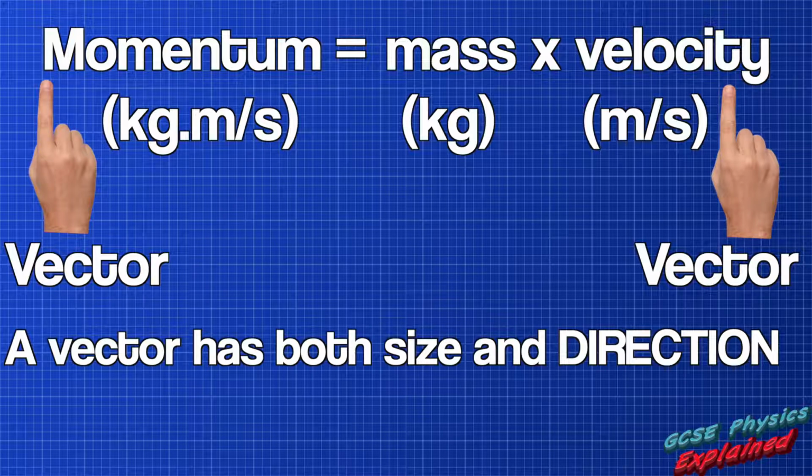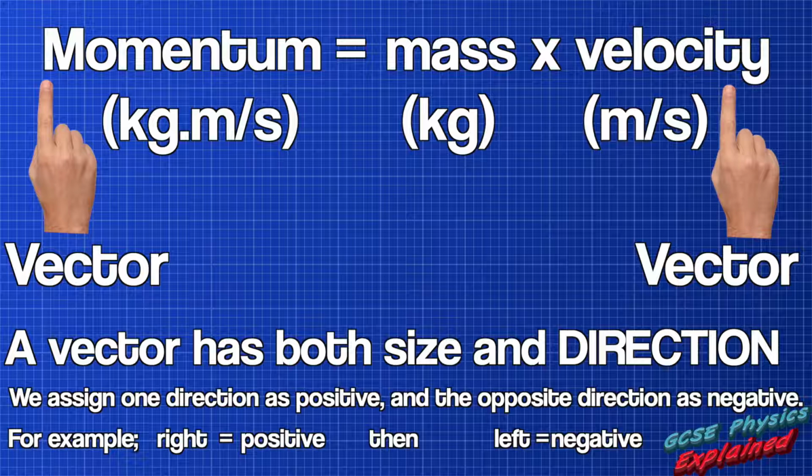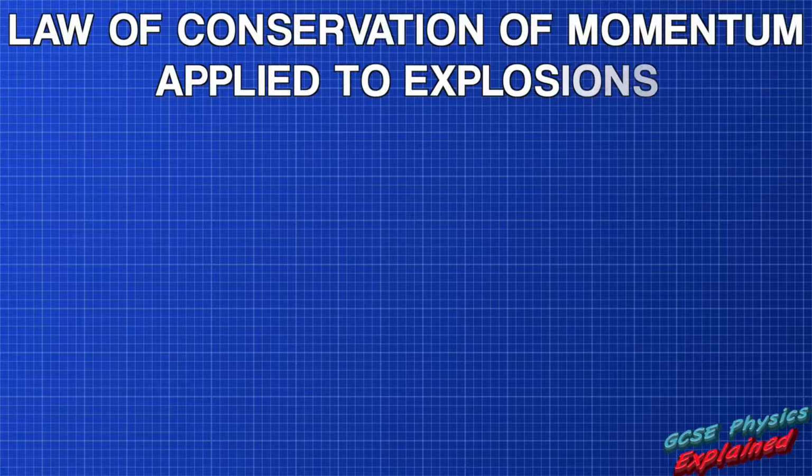When you're working out the momentum of an object, you need to assign one direction as positive and the opposite direction as negative. For example, you could say that if an object moves to the right, it has a positive momentum, and if an object moves to the left, it has a negative momentum. I'll show you what I mean by using the law of conservation of momentum when applied to explosions.